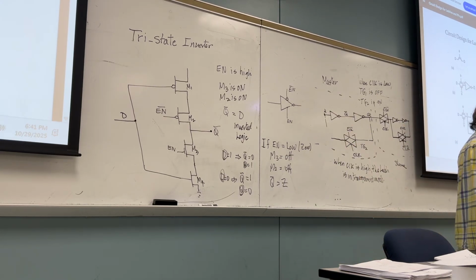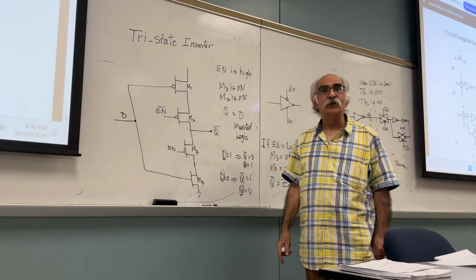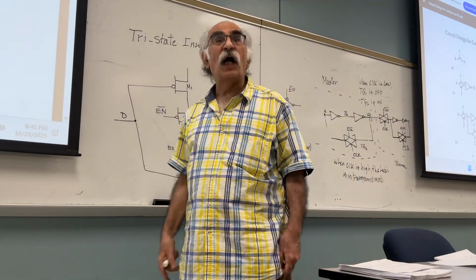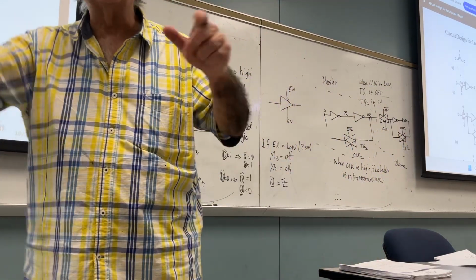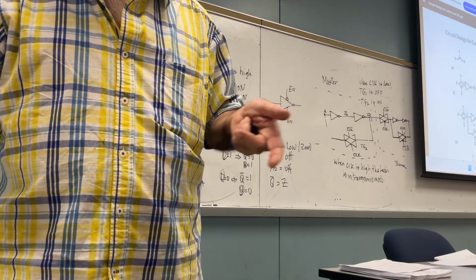Why Z? No connection up, or so down. Nothing there. At this point it is floating. Could you repeat that again? What does it mean to say Z? High impedance. When you see something open, what does it mean? What does high impedance mean?